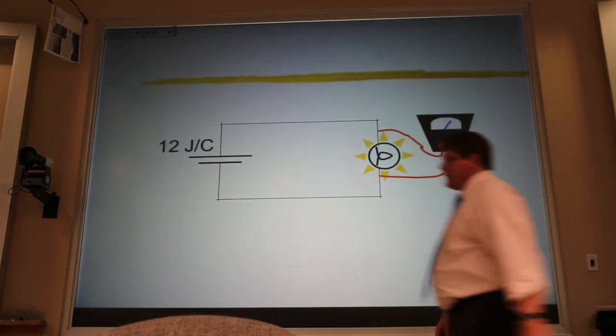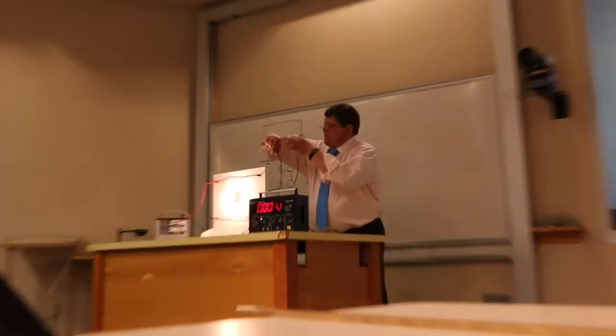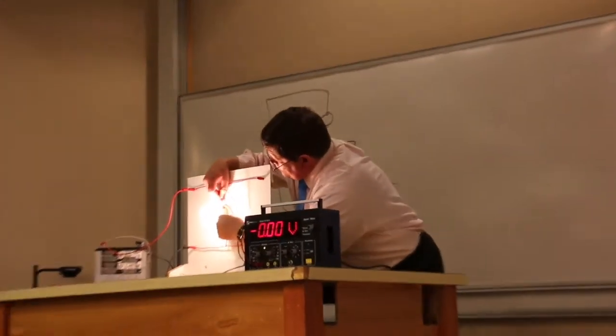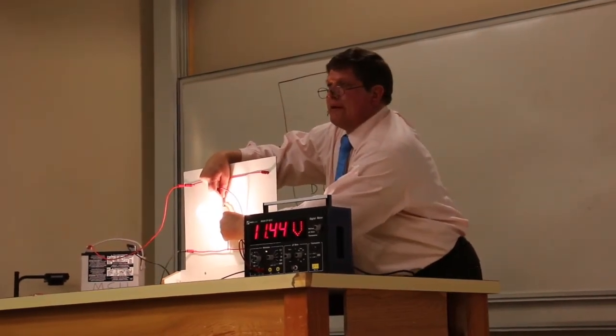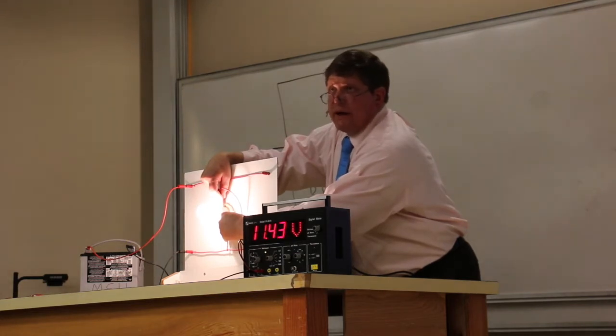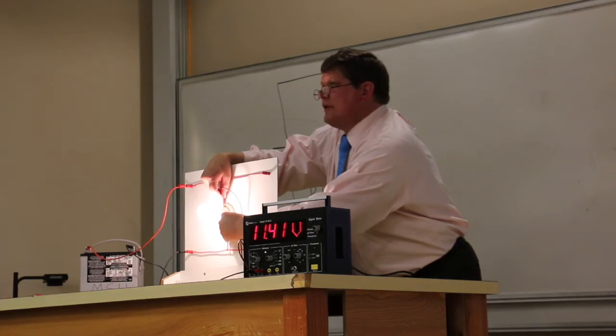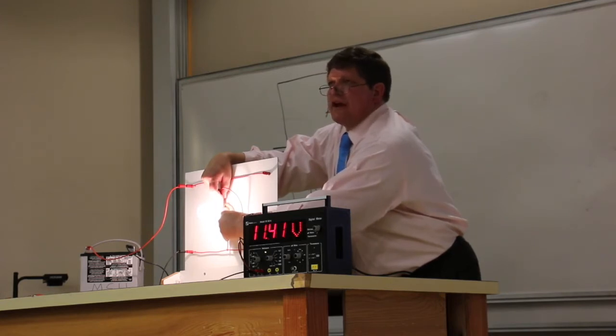If we measure the voltage across the bulb, what we get in a perfect world is 12 volts. What you see in an imperfect world is that it's a little bit less. Now you're going to be making measurements in tutorial this week, and what you're going to be looking for is patterns where things are significantly different or reasonably the same.